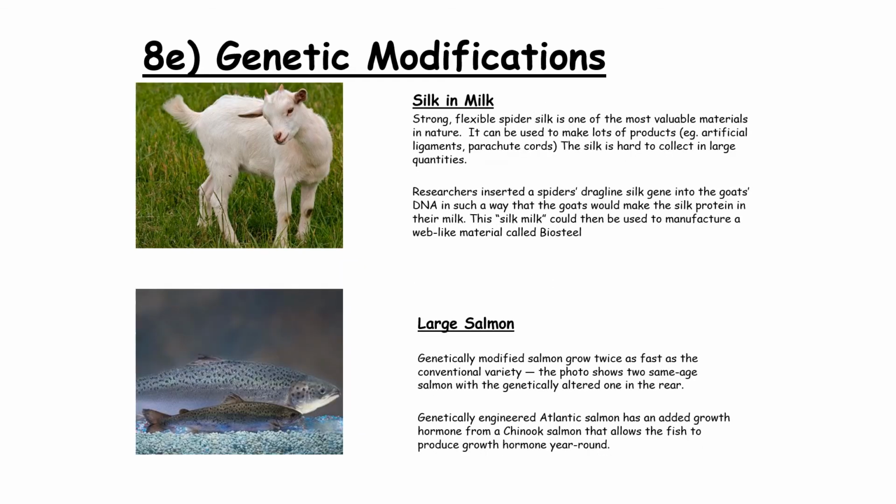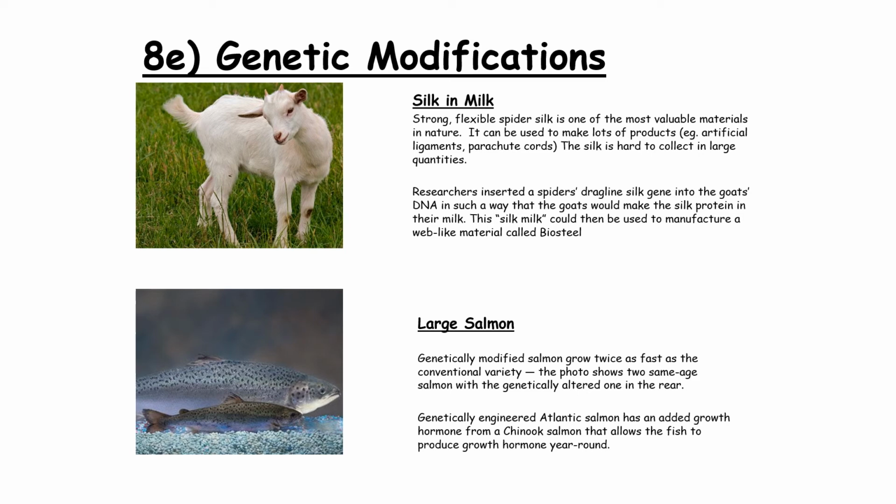So we've got the silk goat, so silk and milk. Strong, flexible spider silk is one of the most valuable materials in nature. It can be used to make lots of products, for example, artificial ligaments and parachute cords. The silk is hard to collect in large quantities, so researchers have inserted a spider's dragline silk gene into the goat's DNA in such a way that the goats would make silk protein in their milk. This is silk milk, and it could then be used to manufacture a web-like material called biosteel.